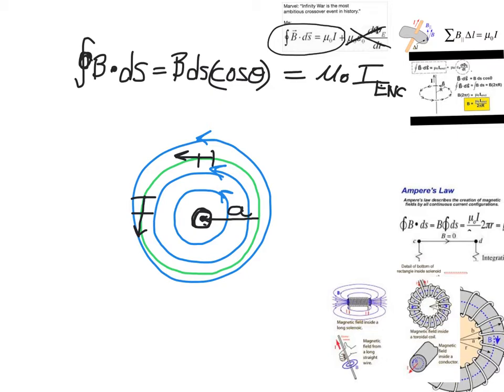So now any place on the loop, that field, even though we don't know what it is, the field is going to be constant. So we can pull the field out of the integral. We can say, oh, B is a constant over that loop. And so all we have to do is integrate over the circle, ds, and by Ampere's law it'll be equal to mu naught I enclosed.